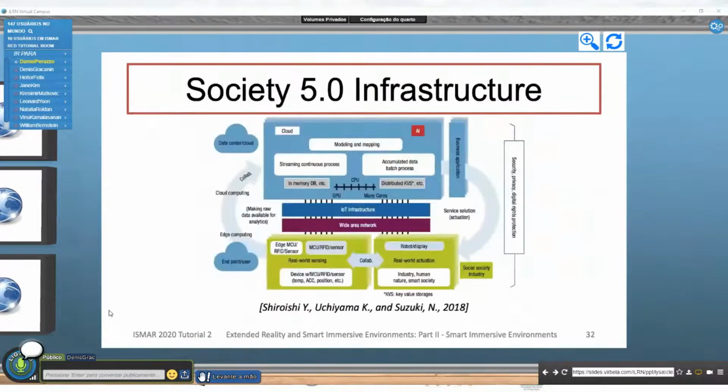So, if you look at the general outline of that, we see that it does include, at the very lowest level, embedded devices, sensors and actuators that are then connected through edge computing.